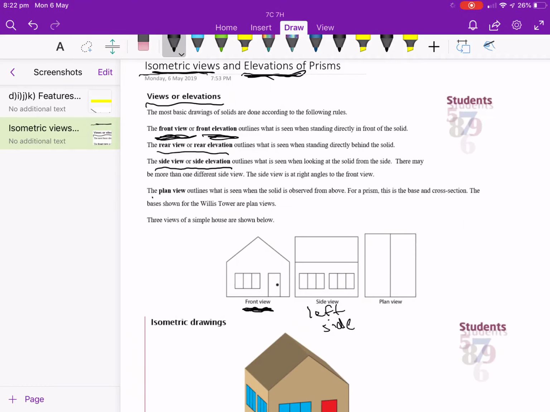And the other one that you may need to know is the plan view. Now, you may have heard of this before as a bird's eye view. Basically you're looking down from the top of the object and working out what it looks like. So in this case of the house below, if you're looking at the bird's eye view, all you're seeing is the two roof panels, nothing else. You're looking down from the top. That's a plan view.